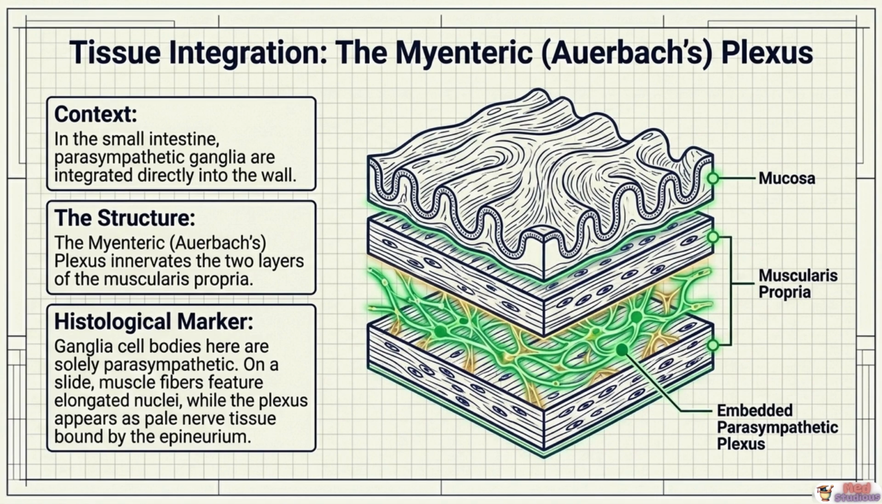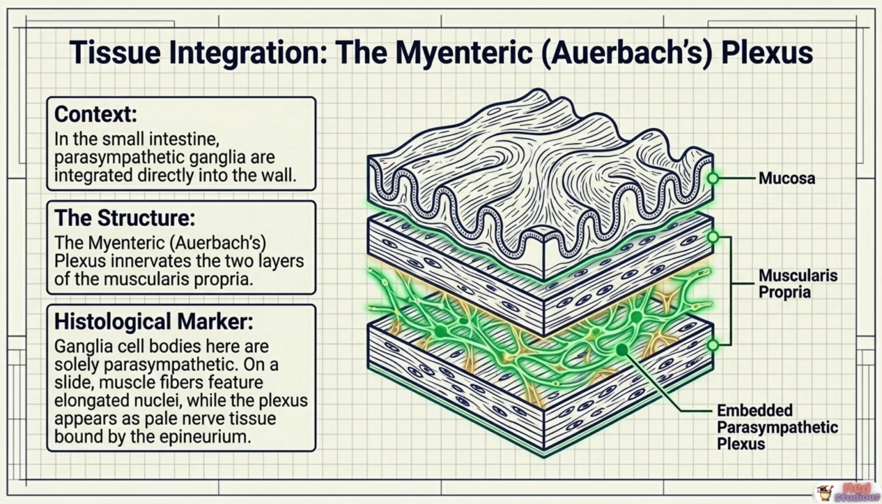Let's look at a stunning example of how a ganglion integrates directly into living tissue, the enteric or Auerbach's plexus. Remember the rule that parasympathetic ganglia embed directly within their target organs? In the small intestine, this localized switchboard is integrated right into the gut wall. The enteric plexus sits perfectly sandwiched between the inner circular and outer longitudinal layers of the muscularis propria. Its localized job is to coordinate the rhythmic muscular contractions of peristalsis.